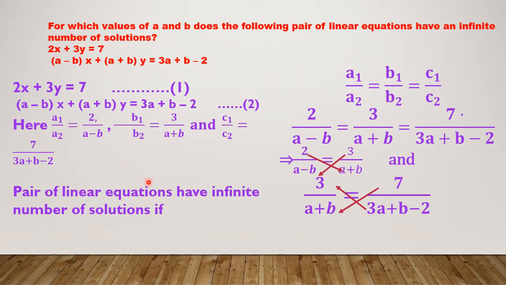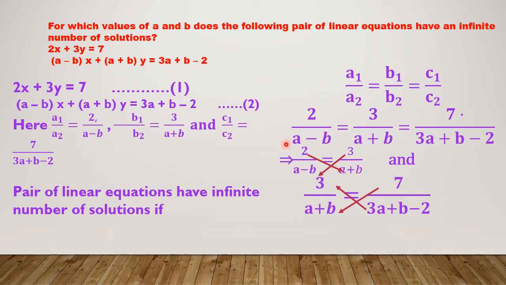Now, what is the condition for a pair of linear equations which has an infinite number of solutions? The condition is a1 by a2 is equal to b1 by b2 is equal to c1 by c2. Because this condition is already given in the question. Let us read the question. For which values of a and b does the following pair of linear equations have an infinite number of solutions?